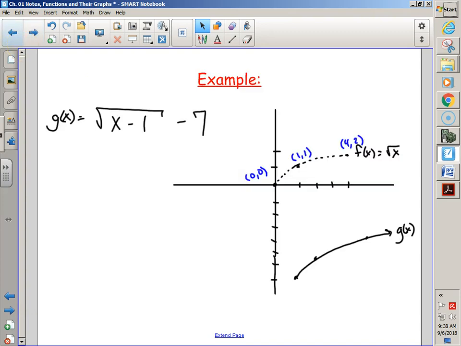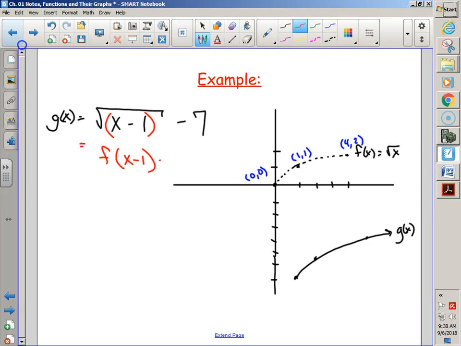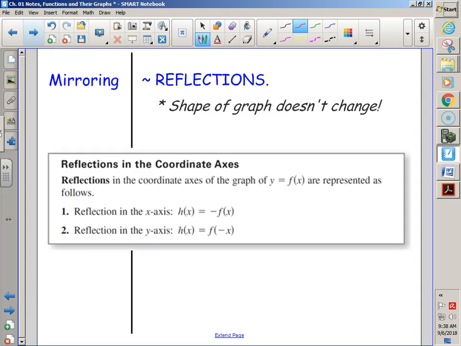So the origin went right 1, this one went right 1 before, and this one went right 1 before, because of the minus 1. If you want to think about it, we could rewrite this as f of x minus 1 minus 7. If we're using the parent function square root of x, x minus 1 is inside and the minus 7 is outside. So that's our vertical shift and horizontal shift. Good? Okay. Mirroring, reflections.